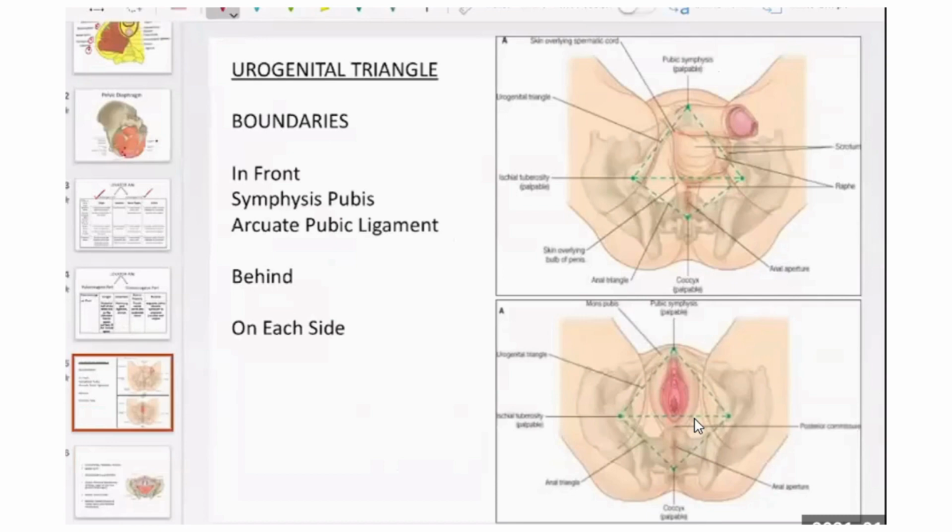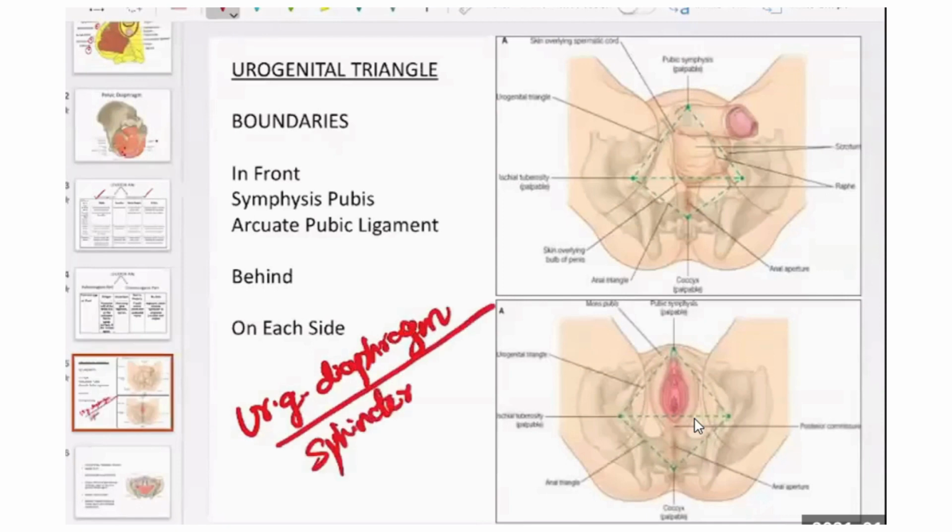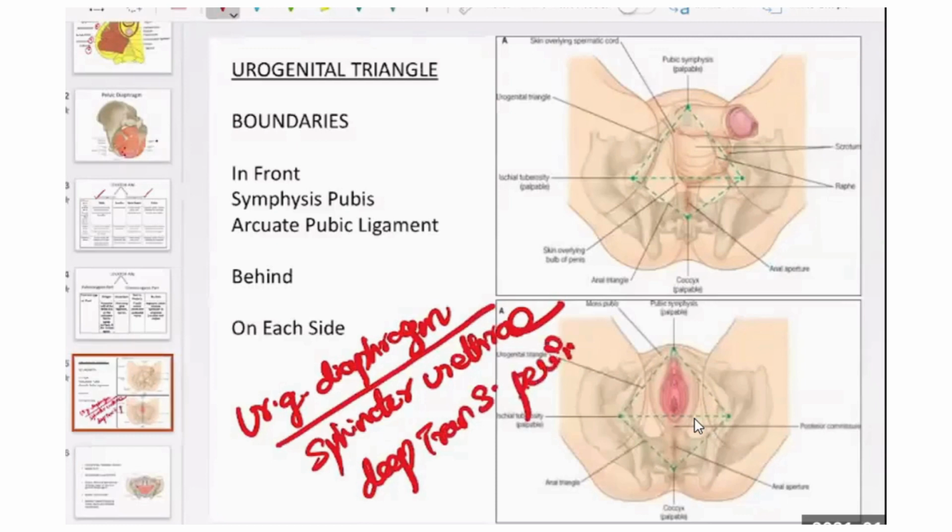What is the urogenital diaphragm? It is formed by two muscles. Pelvic diaphragm is different. This is the urogenital diaphragm, which is formed by two muscles, sphincter urethrae and deep transverse perineal muscle. This triangle is called the urogenital diaphragm.